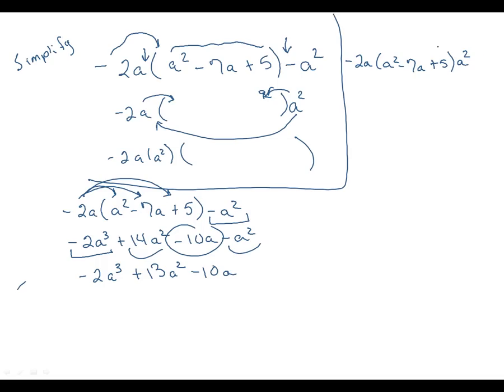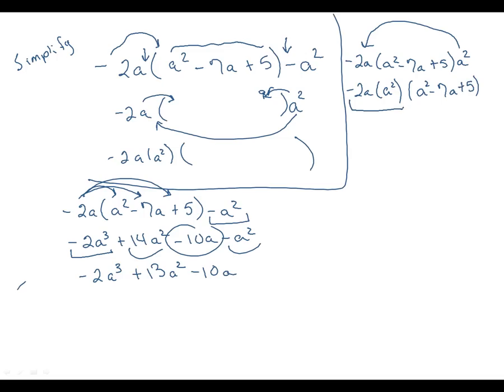Now you're looking for like terms starting with the highest exponents so that we can write them in descending order. This a cubed doesn't have anything to combine with. So this is the first term, negative 2a cubed. We have two a squared terms. This is a positive 14 and a negative 1, isn't it? So what does that make? Good. And that just leaves this negative 10a.